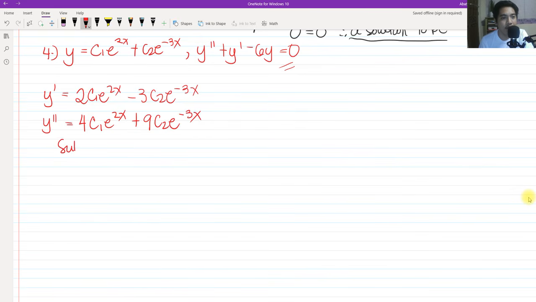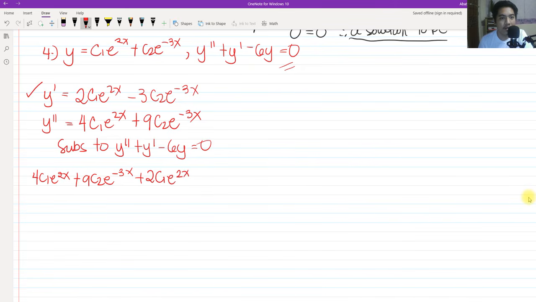And substitute it now into y double prime plus y prime minus 6y equals 0. So y double prime would be 4c sub 1 e raised to 2x plus 9c sub 2 e raised to negative 3x, plus y prime. Here is our y prime: 2c sub 1 e raised to 2x minus 3c sub 2 e raised to negative 3x. And finally, minus 6 times the y, which is c sub 1 e raised to 2x plus c sub 2 e raised to negative 3x, equals 0.